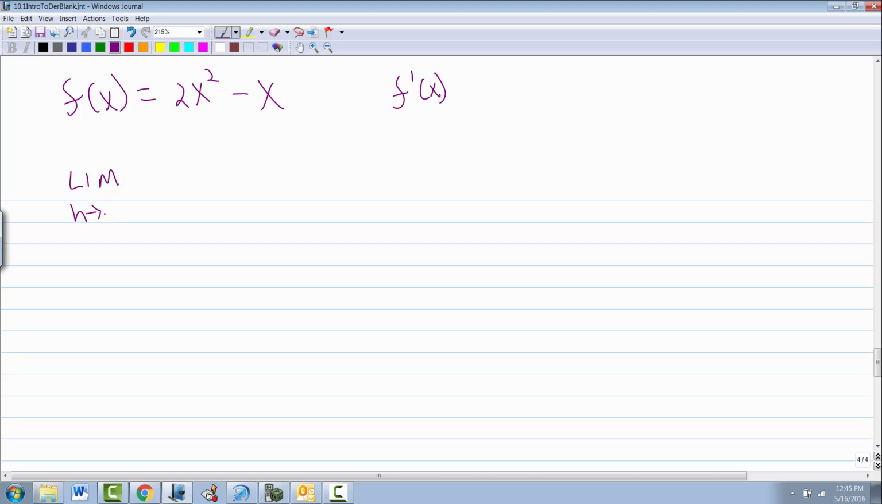The limit as h approaches 0 of, what's f of x plus h look like? The student I'm pointing to. So wherever there's an x, you do what? So do it. Be the pen. Tell me what to write. This is online. No, just x. 2 times x plus h squared minus. Wherever there's an x, put a.